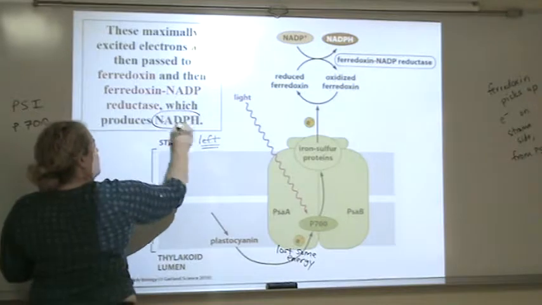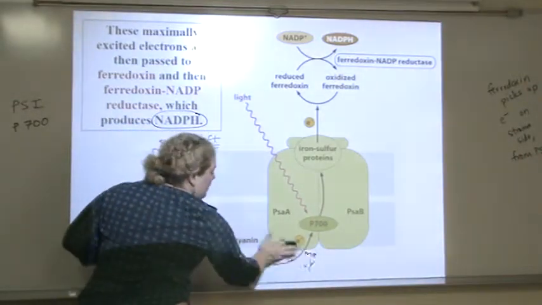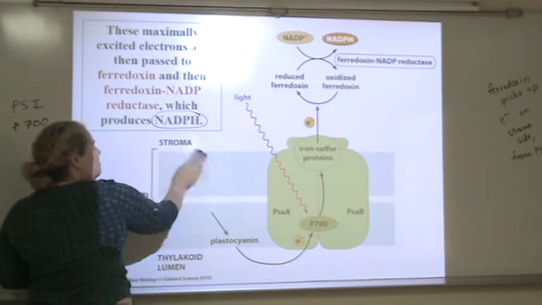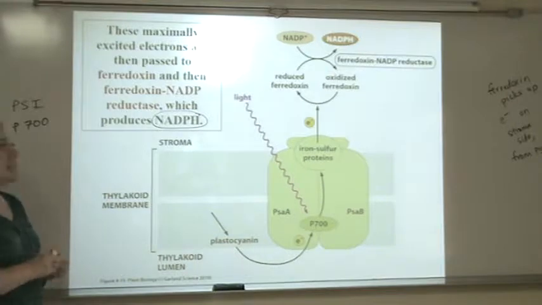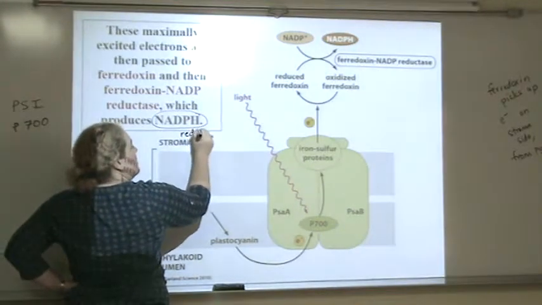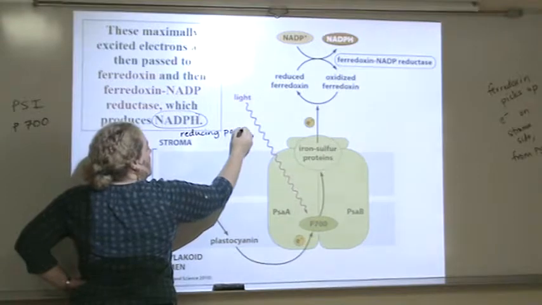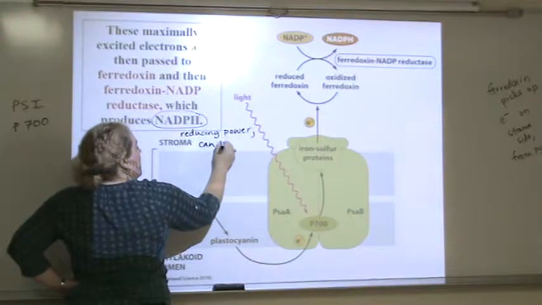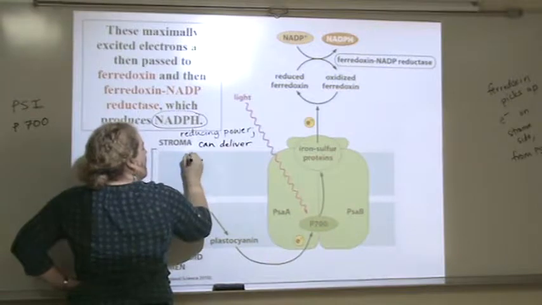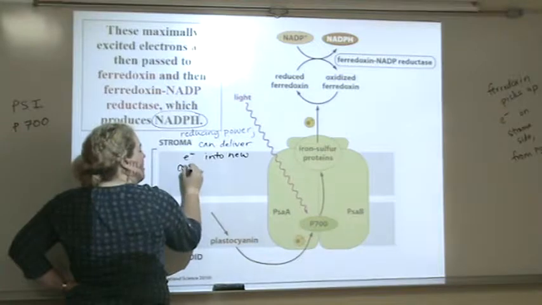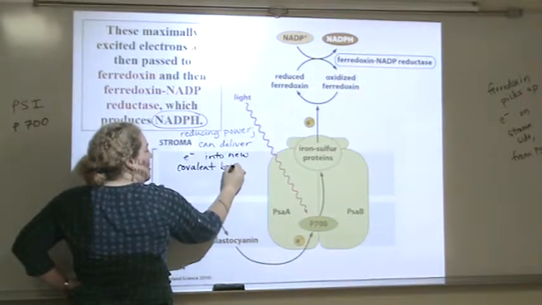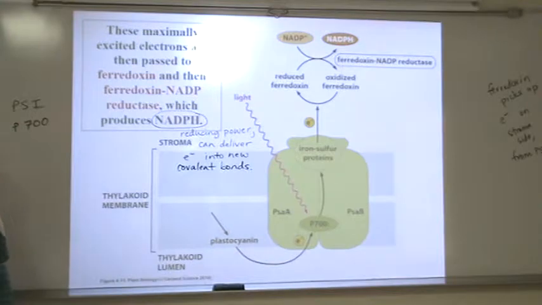is one of the major things that plants are interested in making out of the light reactions. So on your quiz, that would be one product of the light reactions, NADPH. And remember, this is reducing power. And NADPH can deliver electrons elsewhere in the plant into new covalent bonds. NADPH is one of the major things to come out of the light reactions.